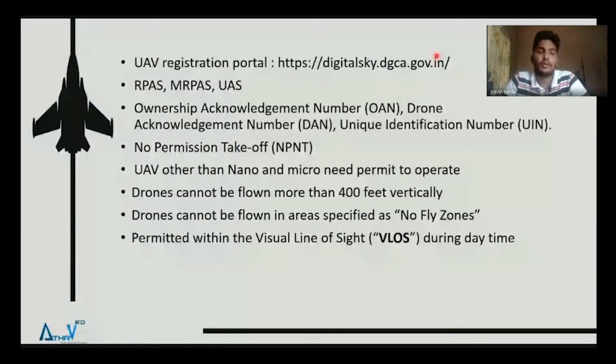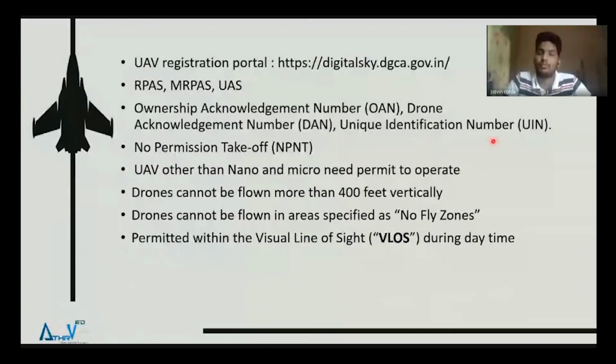So when it comes to registration of your drone into a portal, as with registration on any portal, you will have an individual account. You have to create your own account, and this is based on your Aadhaar. After registering yourself on this platform, you'll get an ownership acknowledgement number, OAN. And then after you have registered yourself, you have to register your drone. On registering your drone, you'll get a drone acknowledgement number for that specific drone. And then your drone will be given a unique identification number.